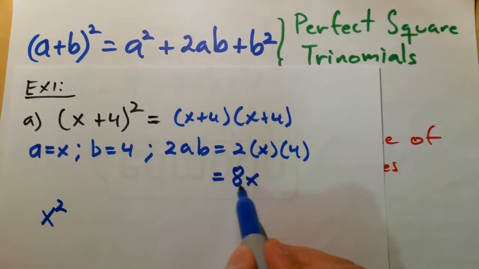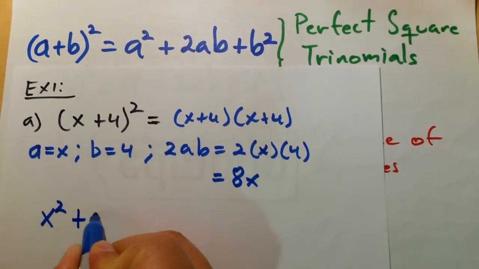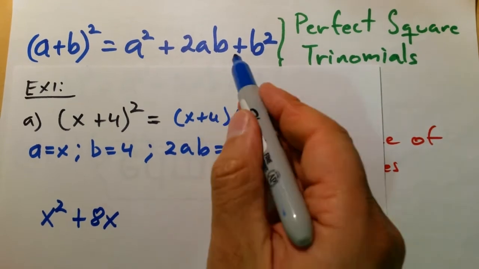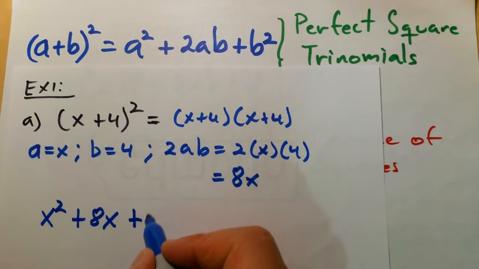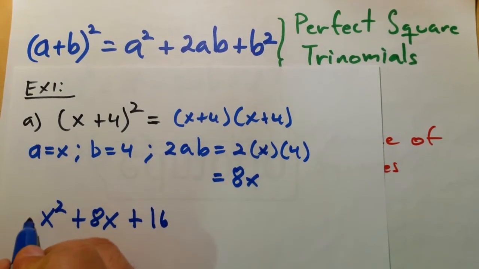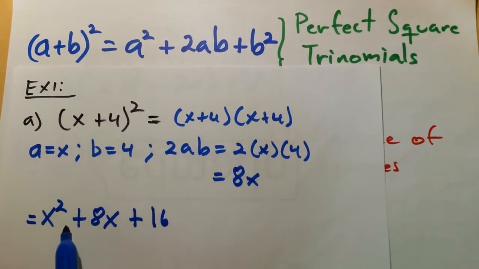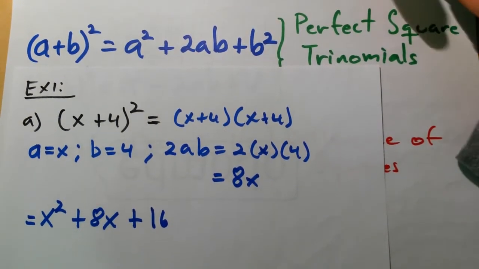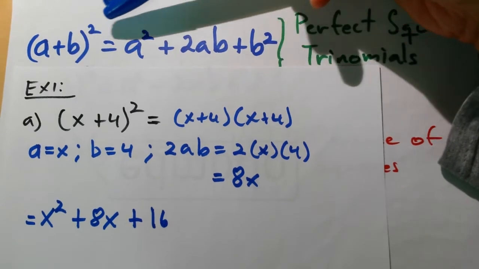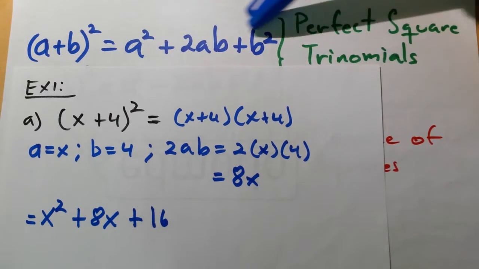Plus 2ab. Well, we know that 2ab is going to be 8x, and because there's a plus here, we write a plus here, we write 8x, and then plus b squared, so plus, and b squared, b is 4, so what's 4 squared equal to? 16, right? So this is the answer of our expansion of x plus 4, right? x squared plus 8x plus 16. That is our answer to this. And that is because we saved a lot of time, because we were able to recognize and we know what the pattern is, so we can apply that pattern.